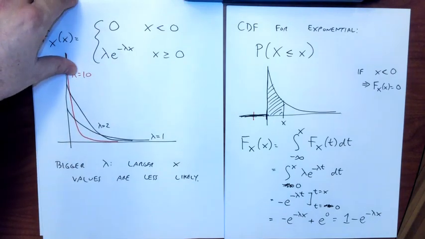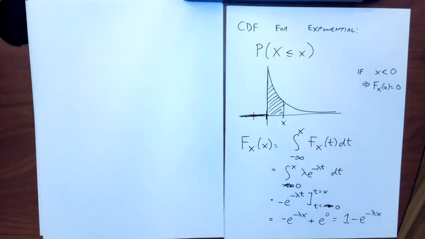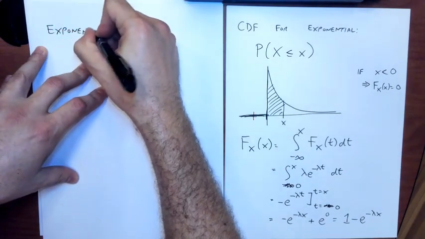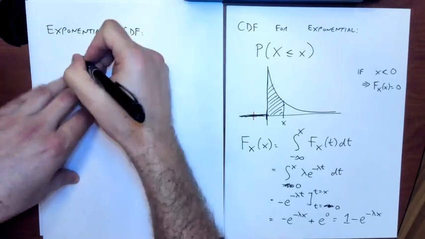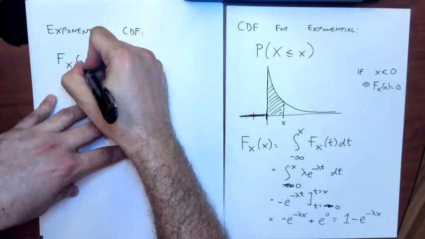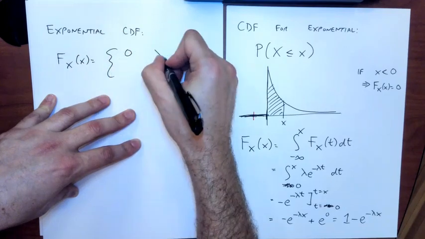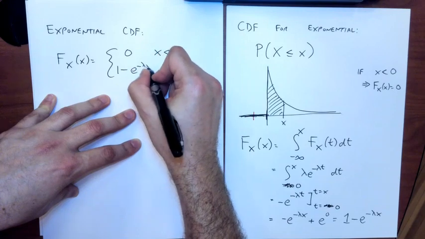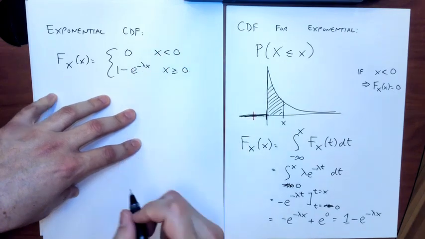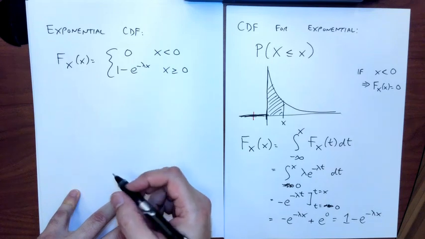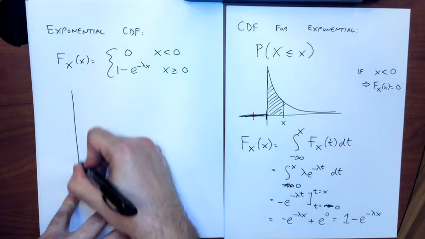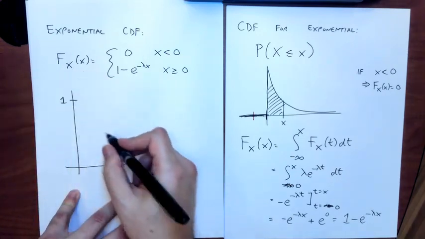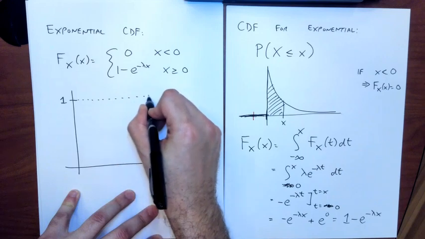So let me just write that down more concisely. So exponential CDF is equal to 0 when I'm less than 0, and it's equal to 1 minus e to the minus lambda x when x is greater than or equal to 0. And again, what's that look like? Well, I know that eventually I have to asymptotically hit 1, right? So this is kind of like my asymptote.